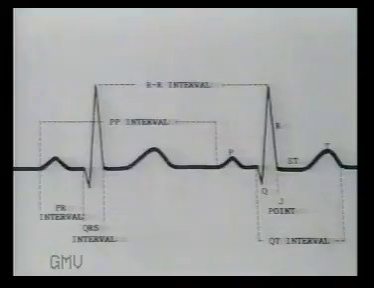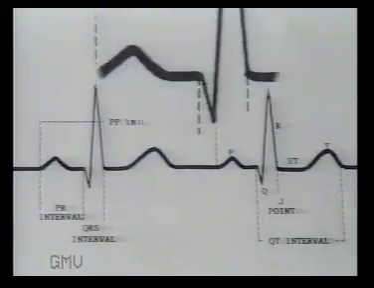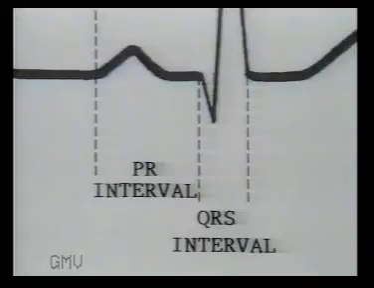Now we shall study the various intervals. The time from the onset of the P wave to the onset of the QRS complex is termed as the PR interval. It represents the conduction time from the atrium to the ventricles, from the onset of P wave to the onset of QRS complex.